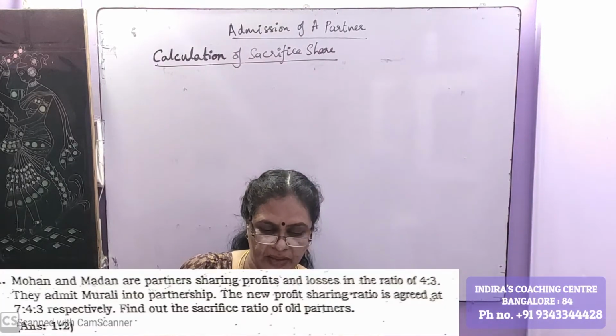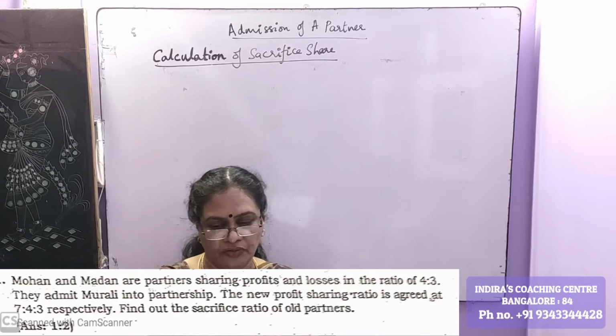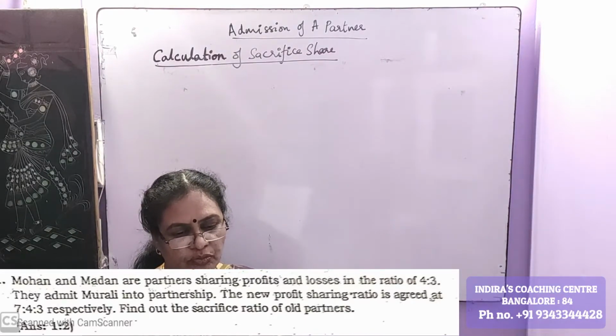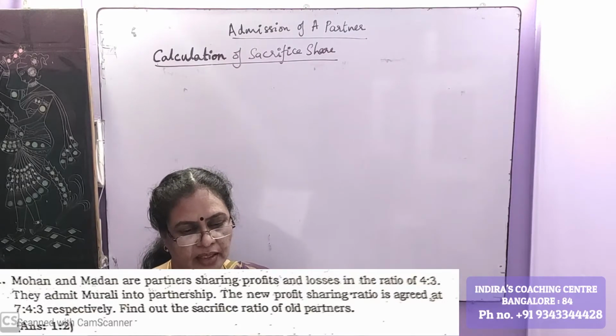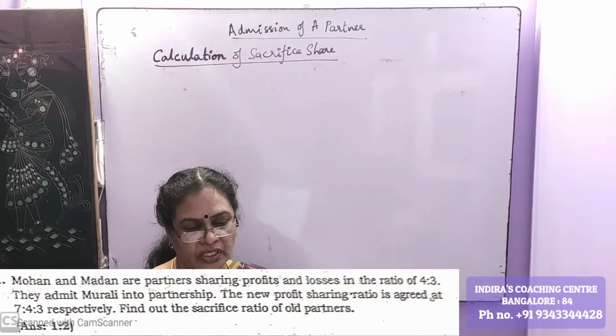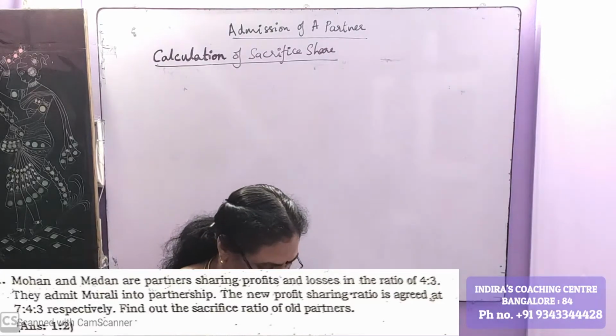Mohan and Madan are partners sharing profits and losses in the ratio of 4:3. They admit Murli into partnership and the new profit sharing ratio is agreed as 7:4:3 respectively. Find the sacrifice ratio.